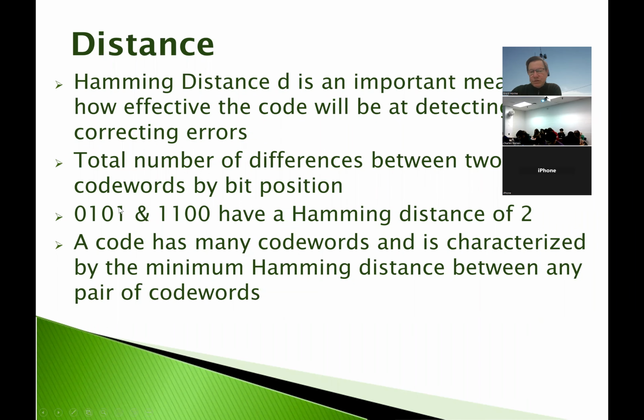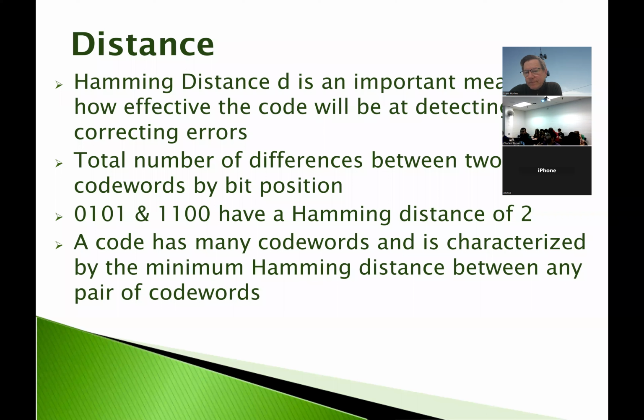Okay, so a code has many code words and is characterized by the minimum Hamming distance between any pair of code words. So you might have 128 code words or something like that, right? And now we're going to want to know the distance between each of those pairwise, and then calculate the minimum.